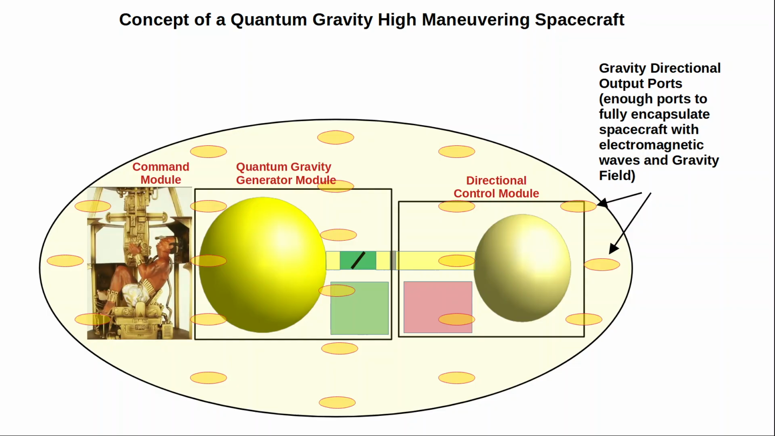There would be two major controls in the command center for gravity field control to the output ports. One major control would control all the outputs of the quantum gravity generator module for increasing or decreasing the gravity field to all output ports that would surround the spacecraft. The other major control would control each individual output port by the direction control module, which would take care of maneuvering the spacecraft.